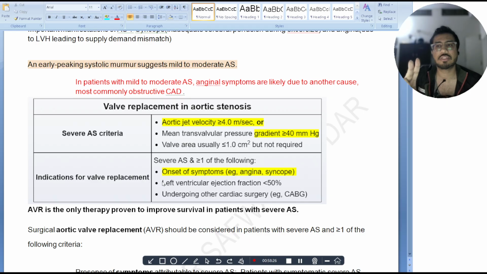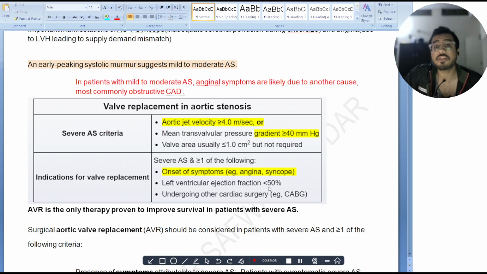these two important ones are the anginal symptoms due to heart strain and cerebral hypoperfusion leading to syncope, and left ventricular ejection fraction less than 50. Now you ask, this is the normal left ventricular ejection fraction. Why is this an indication for valve replacement? Because when it comes to aortic stenosis, you need an even greater left ventricular ejection fraction in order to meet the needs of the body, because the valve is stenosed and a lot of ejection fraction is required to make sure that an adequate amount of blood is being pumped towards the body.